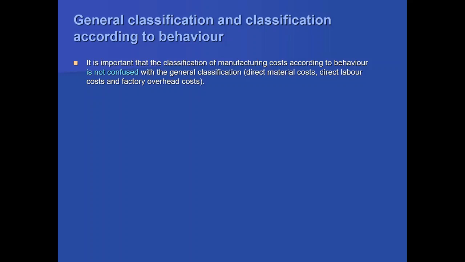General classification and classification according to behavior. It is important that the classification of manufacturing costs according to behavior is not confused with the general classification, i.e. direct material costs, direct labor costs, and factory overhead costs. So the last mentioned are the general classification, whereas those four graphs that we studied were according to behavior. The same costs may be categorized using both classifications.